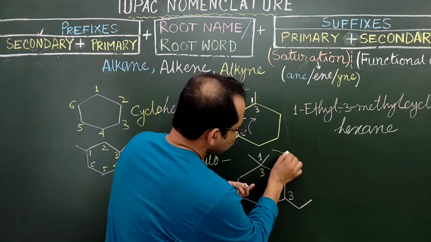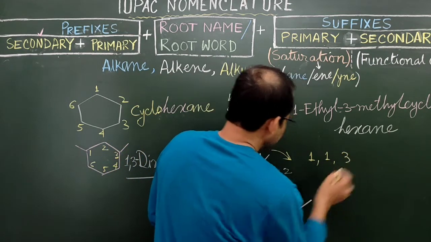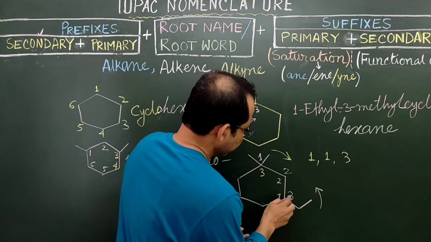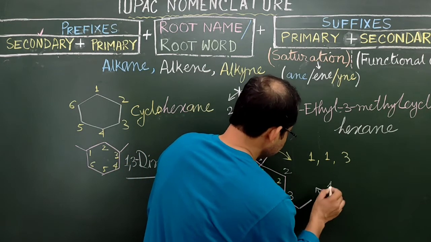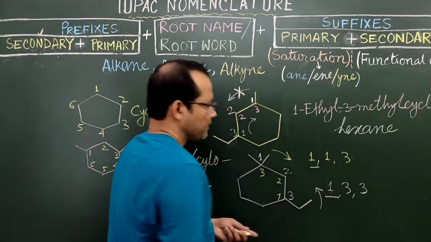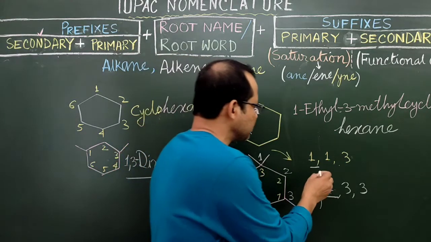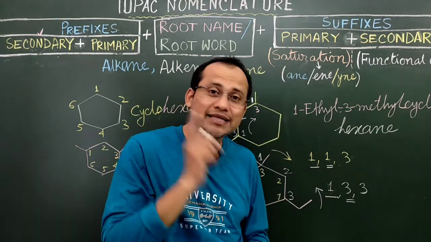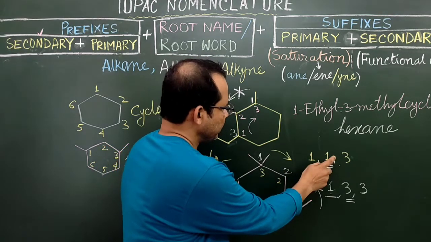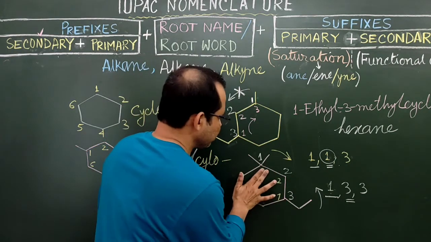Now if we go in this direction, then the side chains are on 1 and 1, and this one is on third. And if we move in this direction, then they are coming on 1, 3 and 3. If we consider the first position, this is a tie, so we can't decide seeing the first position. Now come to the second position. It is 1, it is 3. It is deciding through which side we have to give the numbering, and since here this one is lower, this way of giving the number is the correct one. So we have to remove this thing.